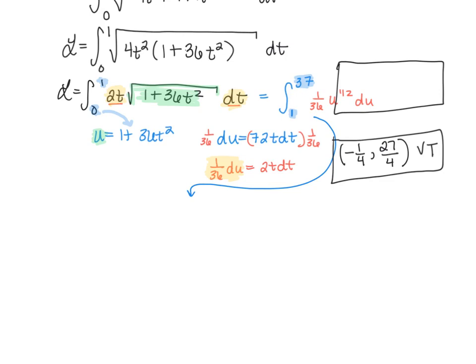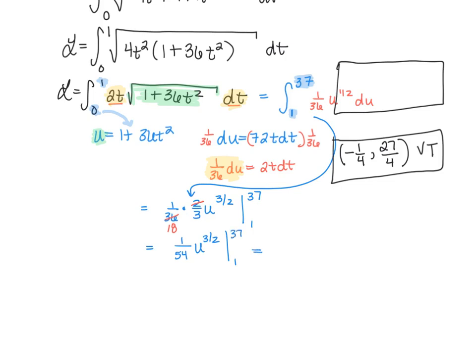When I take the antiderivative of 1 over 36 u to the 1/2, I end up with 1 over 36, which is just hanging out, times 2/3 times u to the 3/2. I'm going to evaluate from 1 to 37. I can clean this up a little bit, pull a 2 and get this to be an 18. So then I'm just left with 1 over 18 times 3 is 54, u to the 3/2, evaluated from 1 to 37.